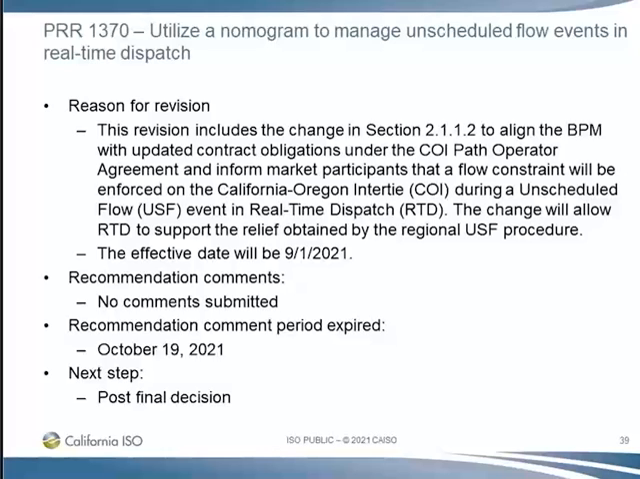The comment period expired on October 19th. The next step is to post the final decision. Is there any question? Thank you.